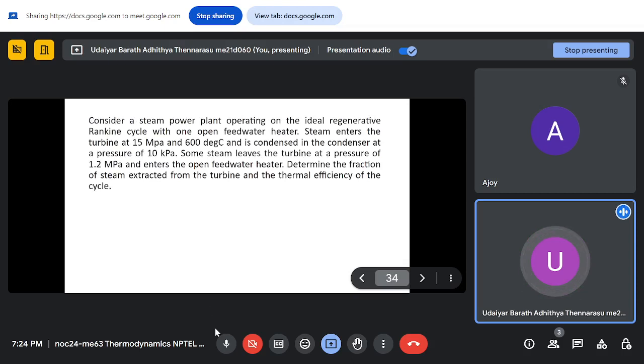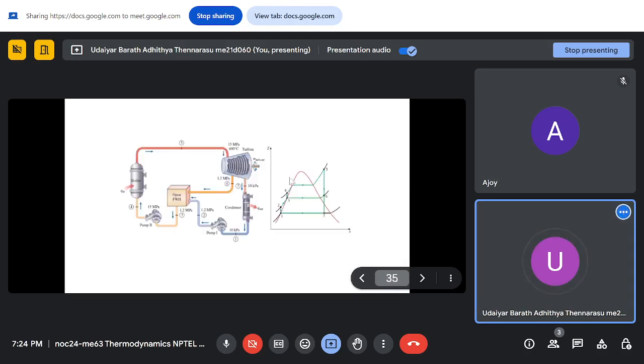The next question is, consider a steam power plant operating on an ideal regenerative Rankine cycle with one open feed water heater. Steam enters the turbine at 15 megapascal and 600 degrees Celsius and is condensed in the condenser at a pressure of 10 kilopascal. So similar, same data, and some steam leaves the turbine at a pressure of 1.2 megapascal and enters the open feed water heater. Determine the fraction of steam extracted from the turbine and the thermal efficiency of the cycle.